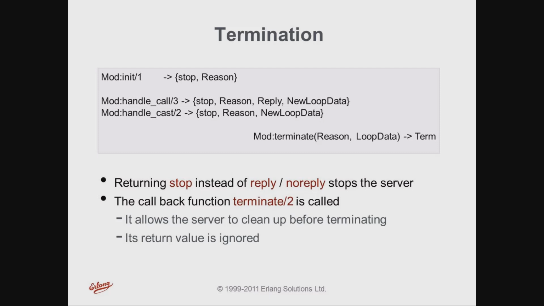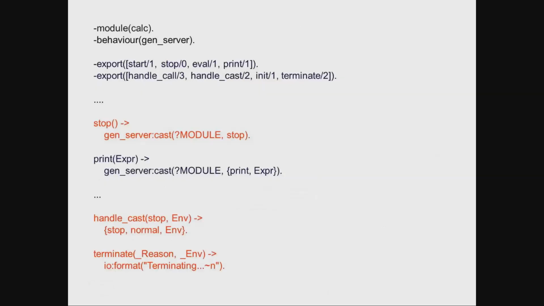So, looking at our calc example, we stop our gen server by calling the stop function. The stop function will send an asynchronous stop message to the server. Now, the stop message could be any message. The stop in the stop client function has no meaning. The meaning it has is the meaning the handle cast callback function gives it when it pattern matches and returns the stop atom in the tuple stop, normal, environment.